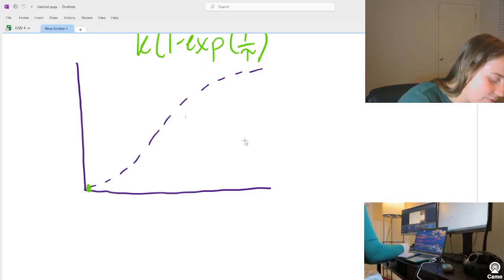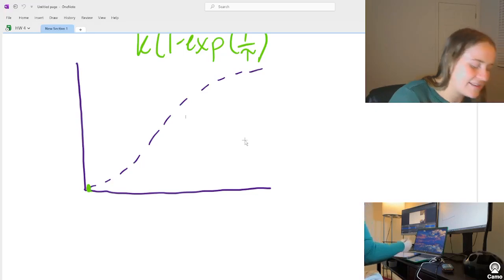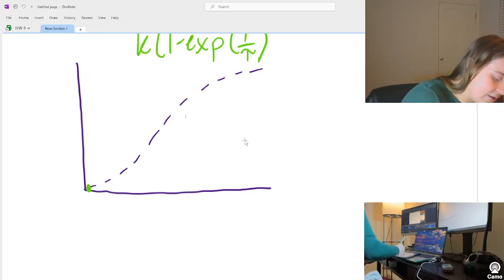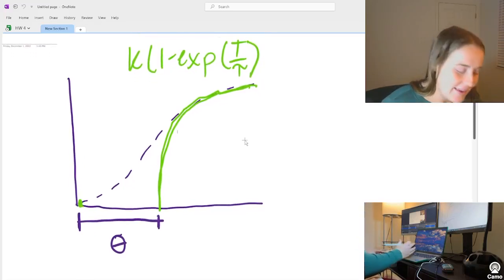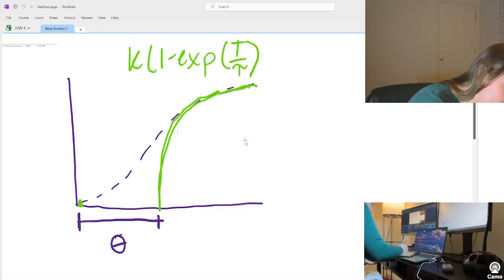At any time, and we want to shift it by the means of theta. So this new equation becomes K times 1 minus exp, and we're going to shift this time, minus theta over tau.